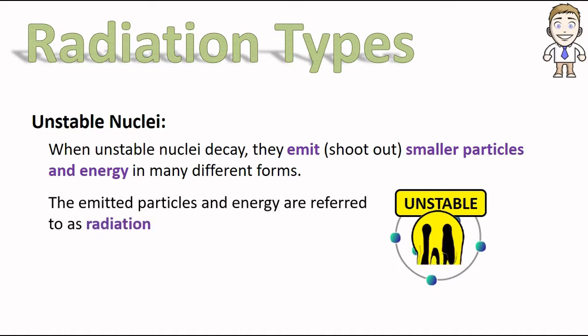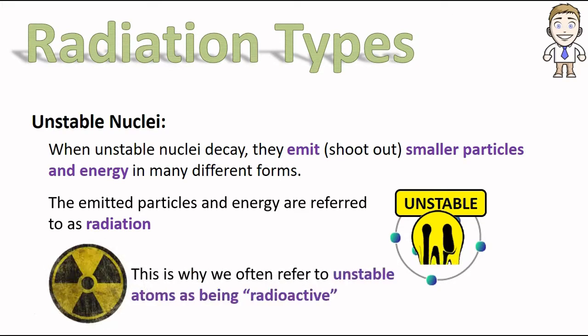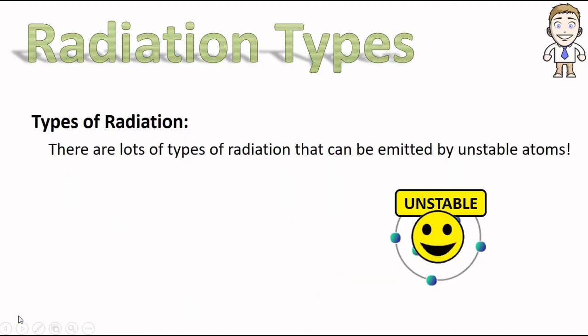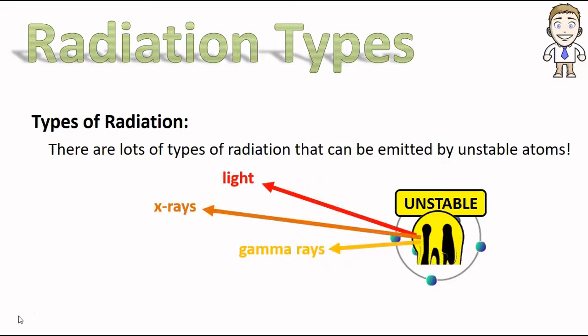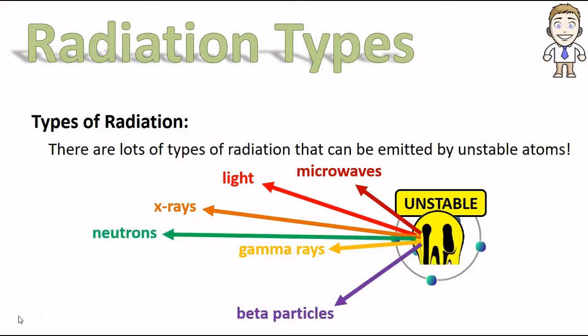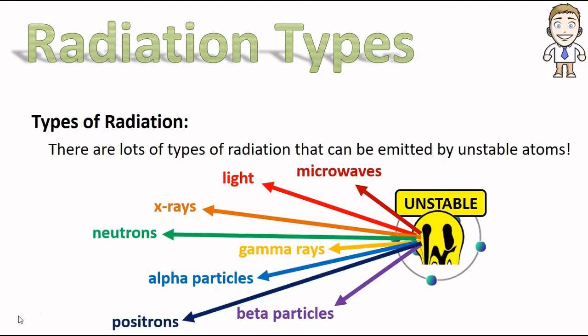Those emitted particles and energy that are shot out by the unstable nuclei have a name. It's one you've all heard of before. They're called radiation, which is also why we refer to these unstable atoms as being radioactive. And there's lots of different types of radiation that can be emitted by unstable atoms. Most of them you've heard of before, like X-rays, light that your eye can observe, gamma rays, just a higher energy form of light and X-rays, microwaves as well. There's particles like beta particles, neutrons, alpha particles, and even really weird things called positrons.